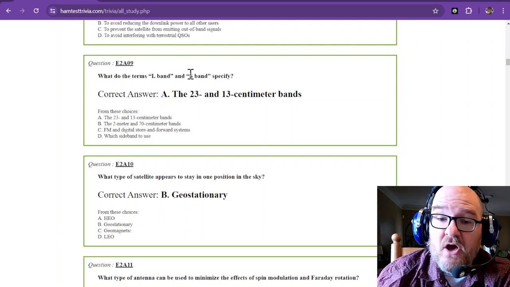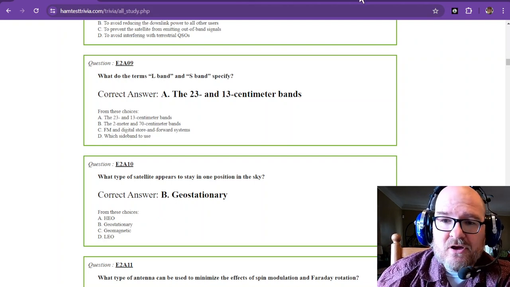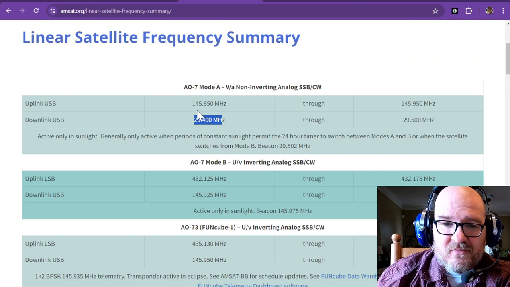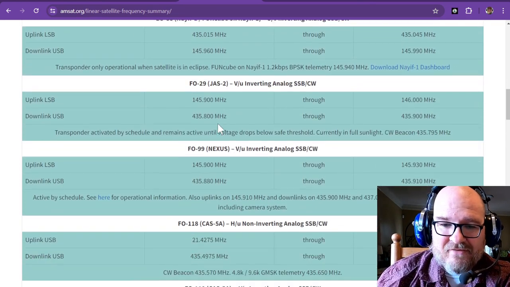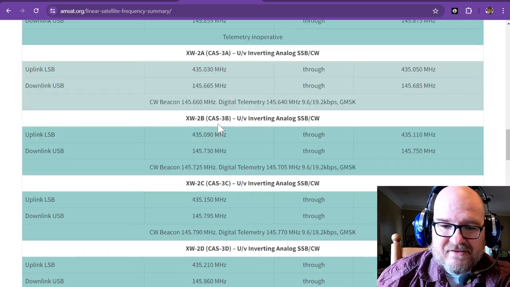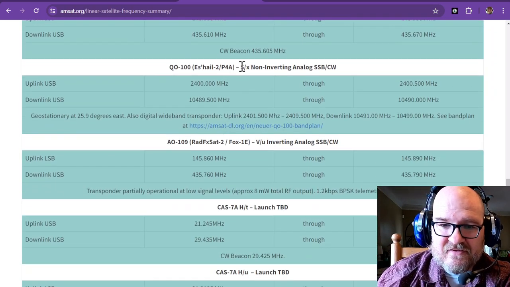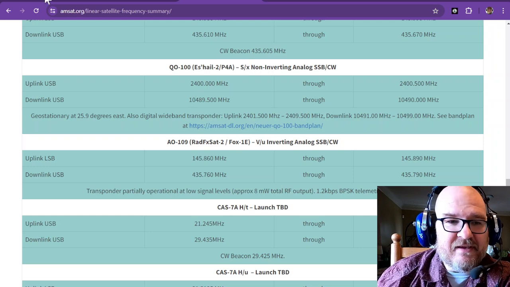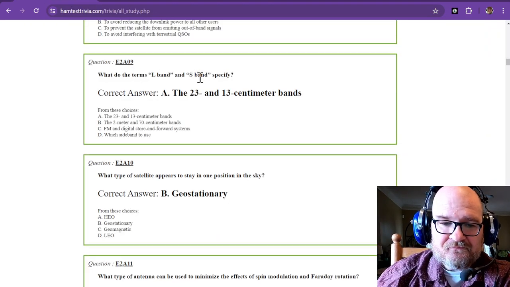You only need to know these for the test, but if you want to do satellite work, if you want to go read through this, of course, it is nice and it kind of tells you what everything is. So this list is really nice if you want to go find one of these. See, there's a S-band, and that's 2.4 gigahertz or 2400 megahertz. Looking through this list will tell you what the L-band and S-band is.